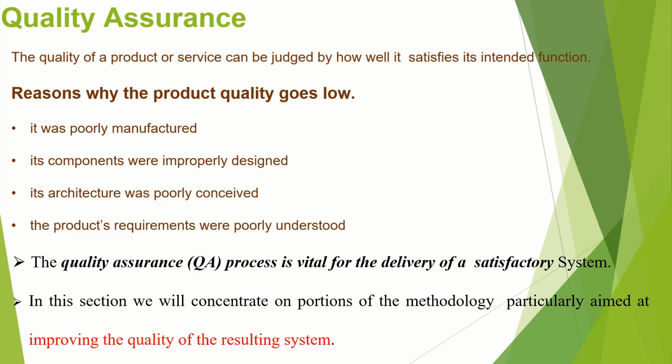The first reason may be the product may be poorly manufactured, the components may be improperly designed, the architecture was poorly conceived, or the product's requirements were poorly understood. The quality assurance process is vital for the delivery of a satisfactory system. In this section, we will concentrate on portions of the methodology particularly aimed at improving the quality of the resulting system.